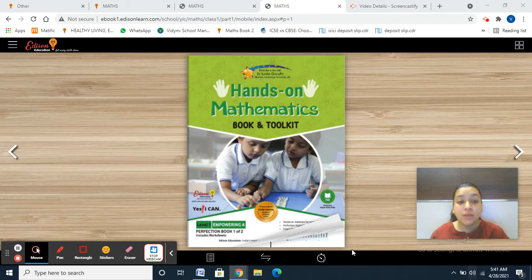So, today we are going to do hands on mathematics. Please take out your books. Today we are going to start with greater than and less than.